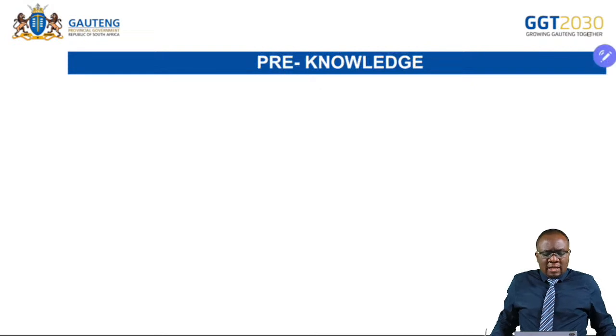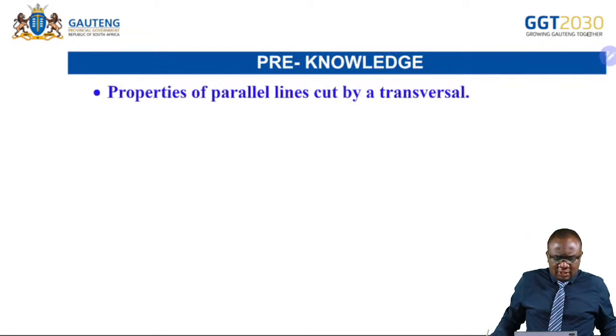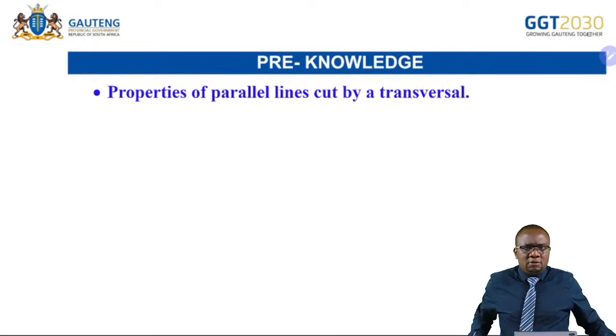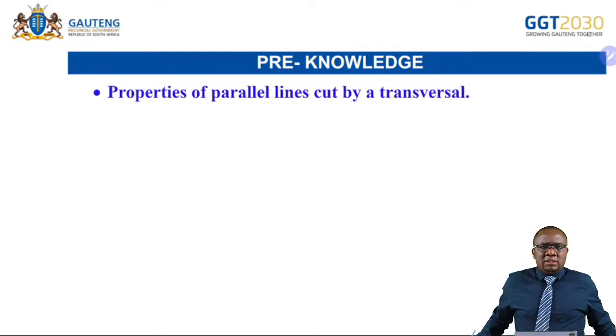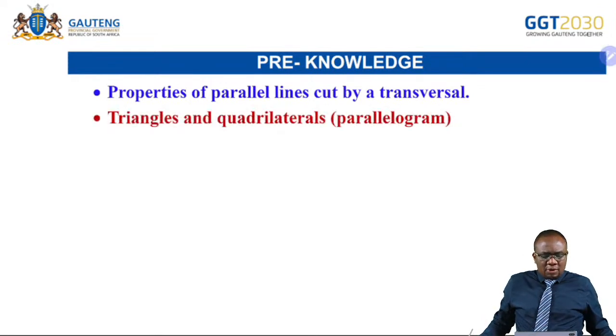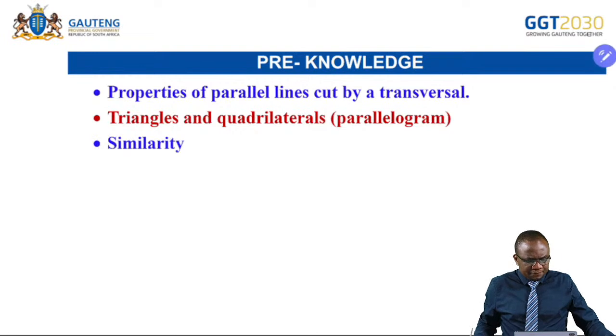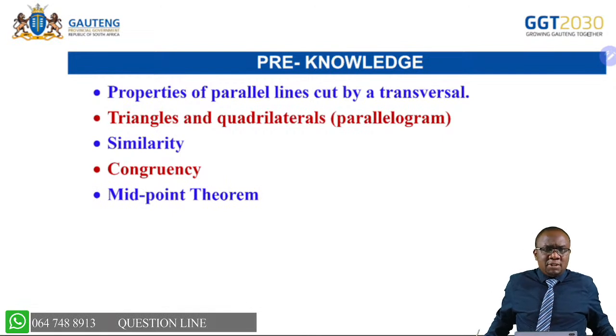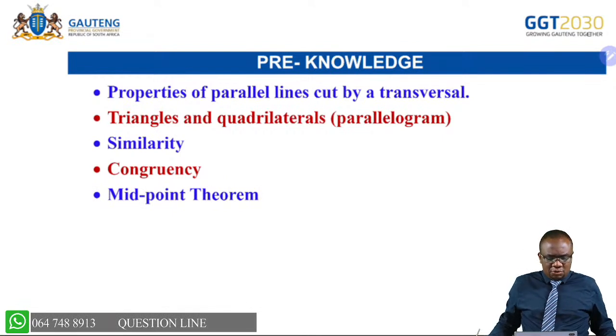What are we going to use? Like I said, properties of parallel lines cut by the transversal. Do you remember those ones? We talk about corresponding angles, alternate angles, and co-interior angles. And then we're going to talk about triangles and quadrilaterals. Triangles, remember similarity, congruency, properties of parallelograms. We're going to be using that a lot in today's lesson. And then the midpoint theorem. Do you remember the midpoint theorem? We're going to use it today.